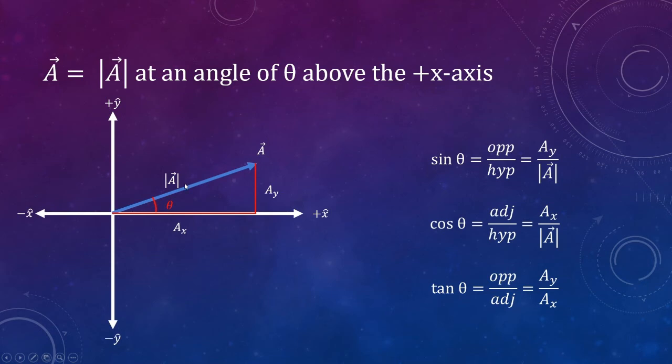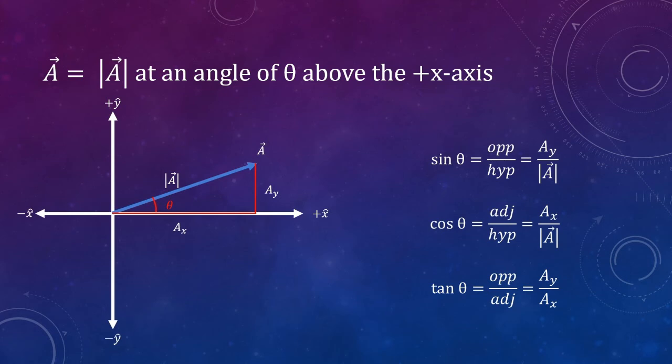Then lastly, tangent is always defined as opposite over adjacent. So for this red angle theta, the opposite side of it is the y component of A, and the adjacent is the x component of A. So again, tangent is always opposite over adjacent for this red angle. The opposite side is the y component of A, and the adjacent is the x component of A.